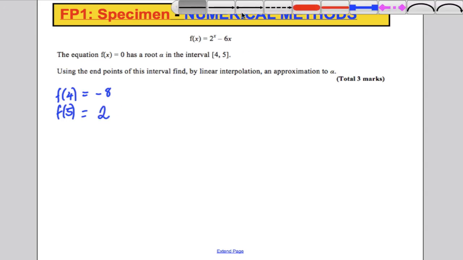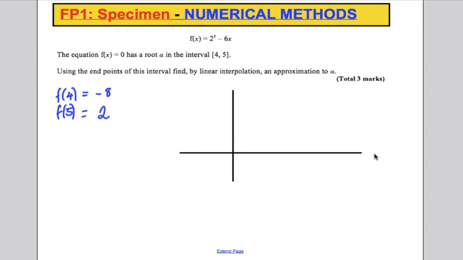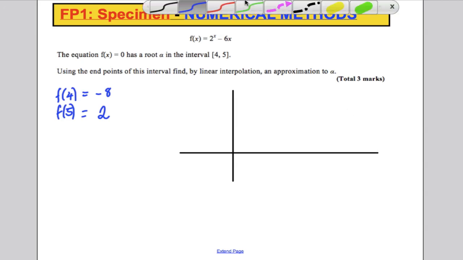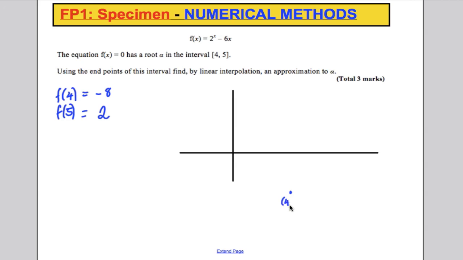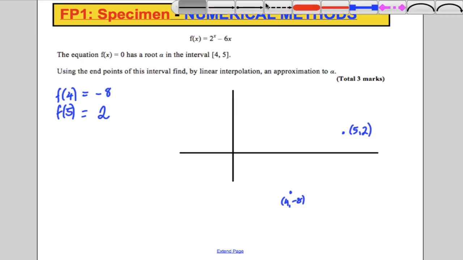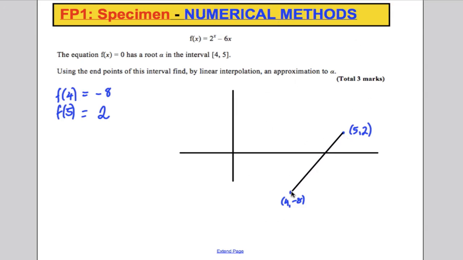So let's draw a rough picture out for this so we've got something to work with. When x is 4, about here, you get negative 8. And when x is 5, you get something like 2 here. Now the curve, we don't know what the curve looks like. The curve could be anything here. But for our purposes, let's just imagine it being a straight line. And let's imagine this point here, alpha, being an approximation to our root. And we're going to use linear interpolation to try and solve this.